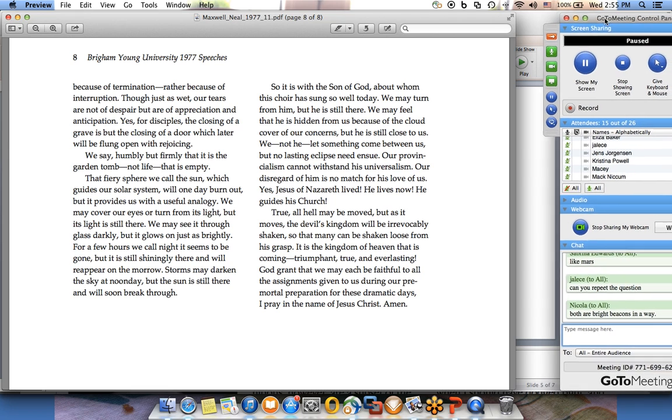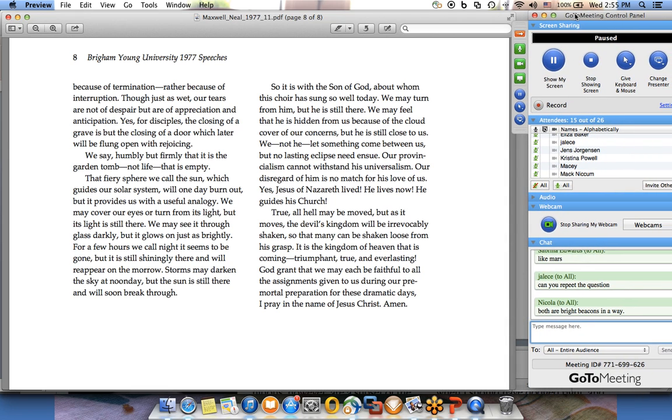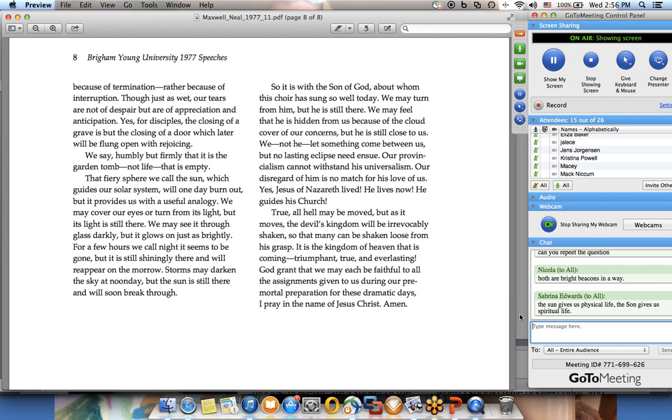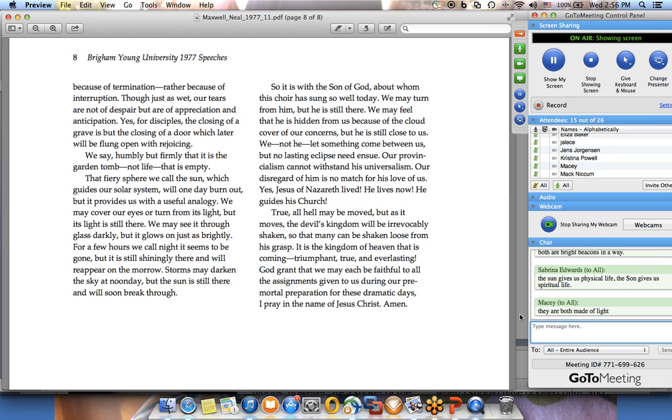So the question is, what is the similitude between the Son and the Son of God? Both are bright beacons in a way. The Son gives us physical life. The Son, Jesus Christ, gives us spiritual life. He also gives us life eternal. And they're the light and the life of the world.